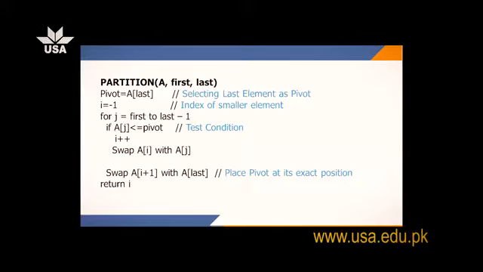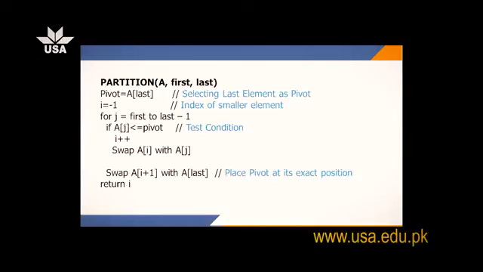Next, we have iterator I, which is initialized with -1. It will point towards the values which are smaller than the pivot. Next, there is a loop which will iterate from the starting index, first, to last -1, or in other words, from 0 to size -1 of the array.